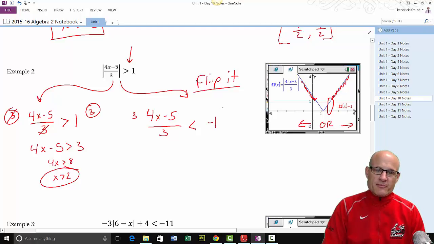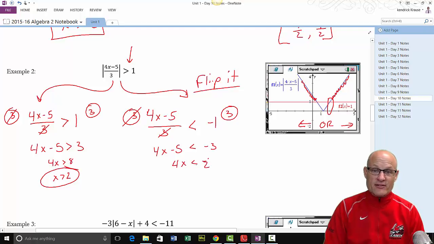Do the same thing. We're going to multiply by 3. Now, again, we're multiplying by a positive 3, so we're not changing any signs. We get 4x minus 5 less than negative 3. We're going to add 5, so we get 4x is less than positive 2. And then divide by 4, and I get x is less than 1/2.